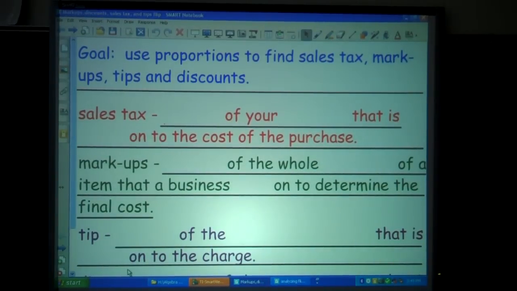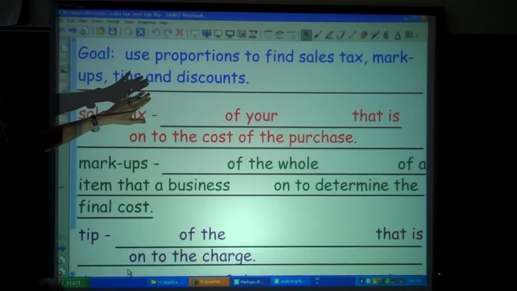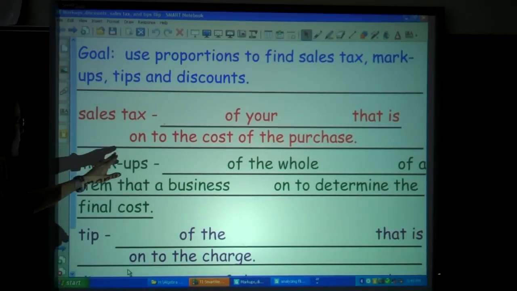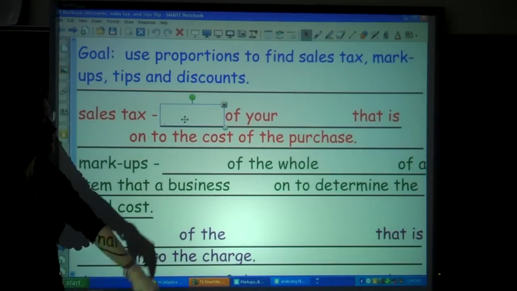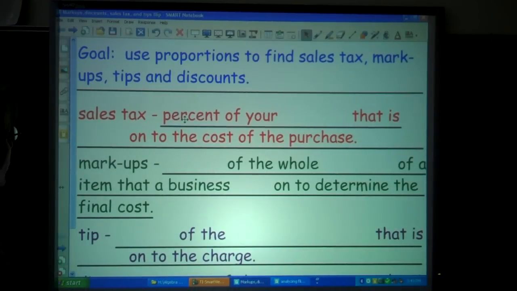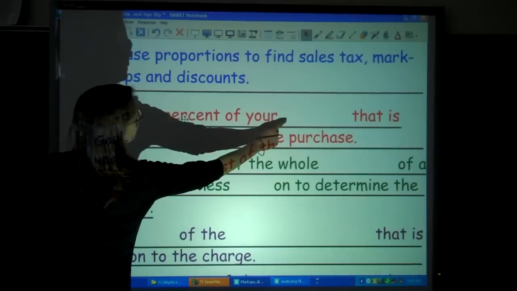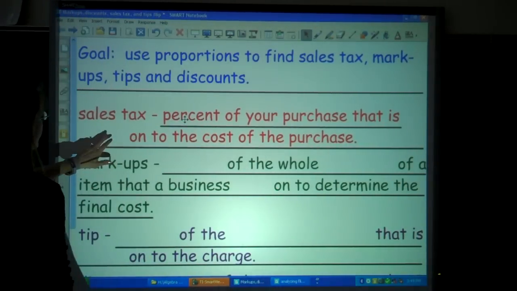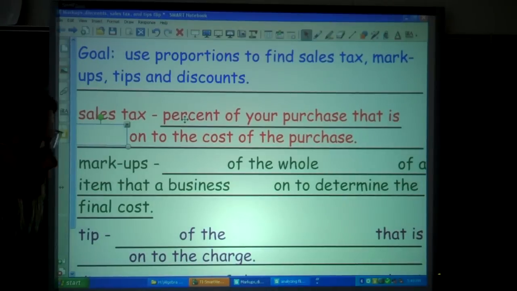Today we are going to be using proportions to find sales tax, markups, tips, and discounts. And these are things that we do a lot in the real world. Sales tax, I'm going to copy down these definitions, is a percent of your purchase that is added on to the cost of the purchase.